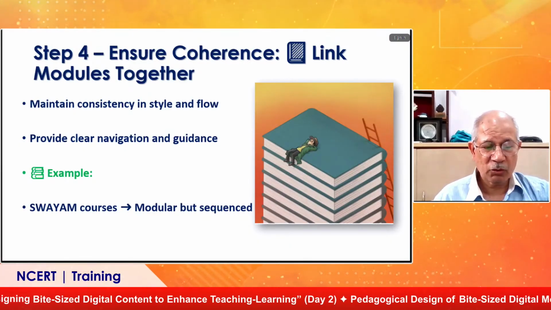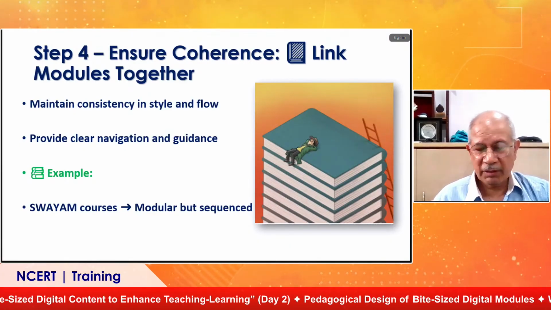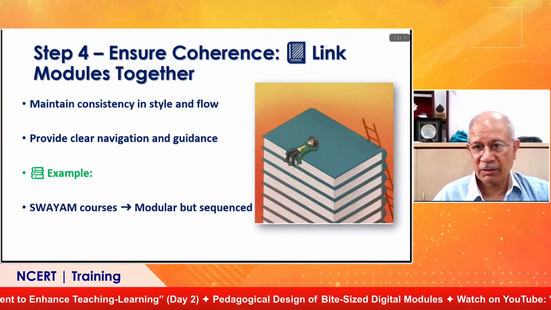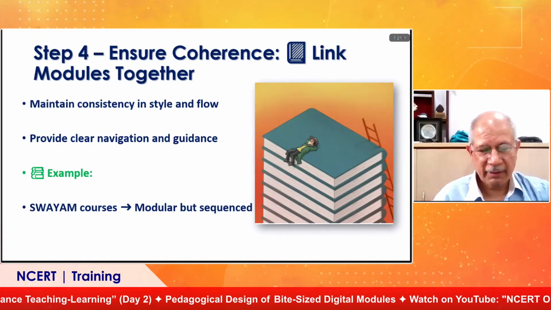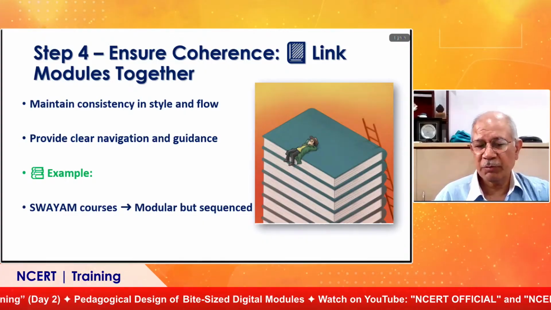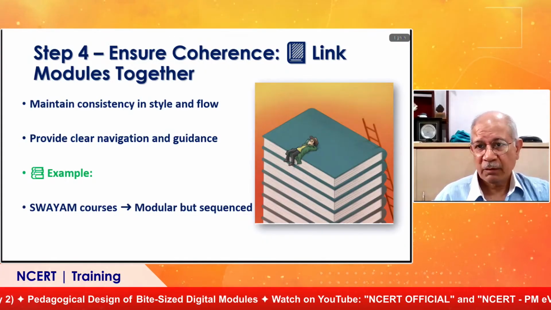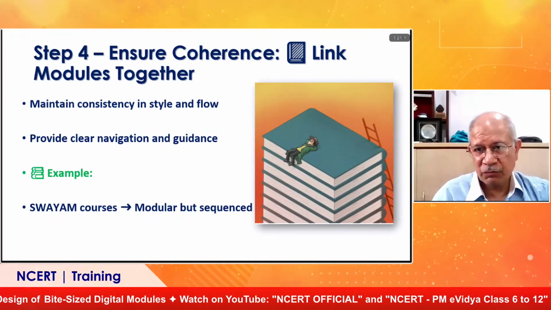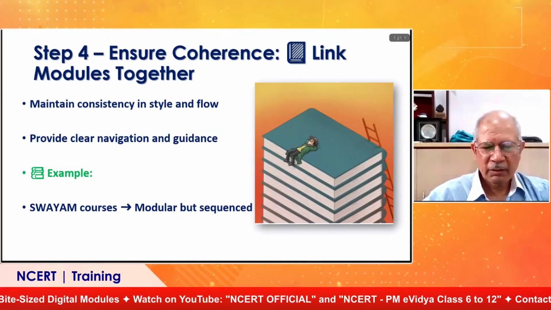I remember two examples here. One is the SWAYAM courses, although they are modular, but they are sequenced. So there is a hierarchy in that. And another, like the Byju's app, suggests prerequisite modules before letting you proceed to the next one, that you should be completing this one before proceeding to that one.